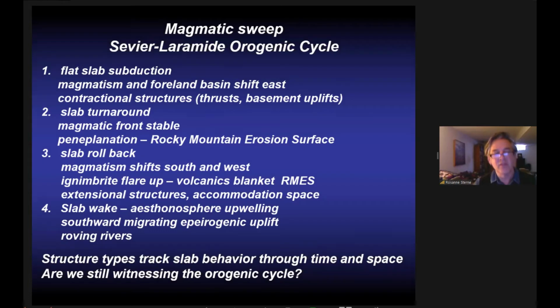And then in the wake of the slab, the asthenosphere starts to upwell. As it departs to the west and south, the asthenosphere is coming up to fill that void, and it's creating these epeirogenic uplifts. And as that slab rolls south and west, we see a southward migrating epeirogenic uplift. And as those domes appear and disappear across the landscape, they're rerouting the rivers continuously, and we get this series of roving rivers. So the South Platte goes from flowing south to suddenly flowing northeast. So being a structural geologist, I see that the structure types track slab behavior through time and space. And now as I've become more familiar with the Cenozoic record, we can think about river behavior tracking slab behavior.